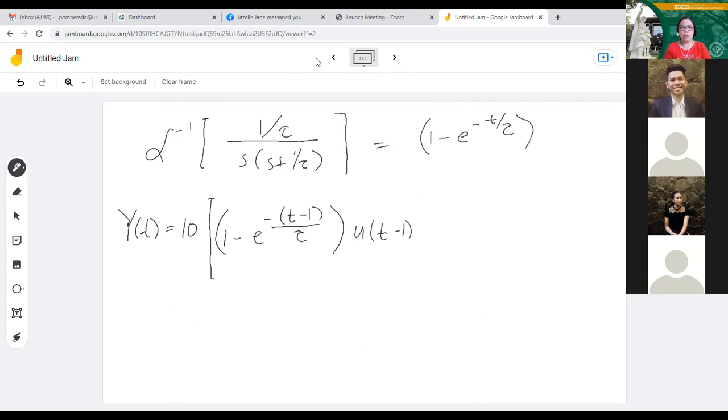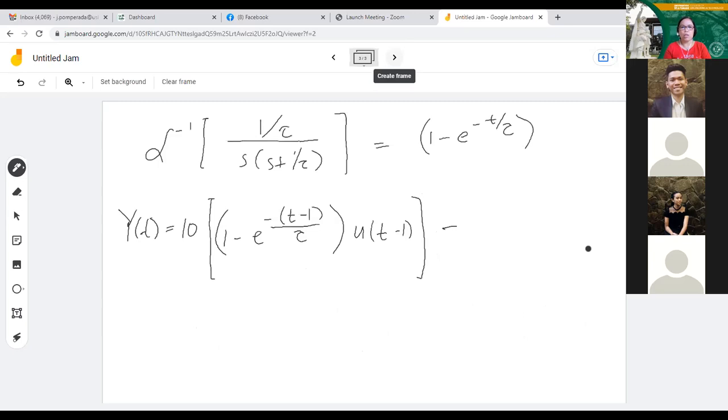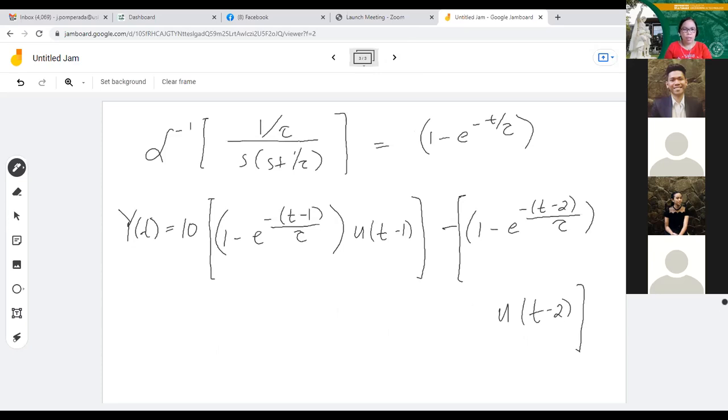Okay, minus. Is it a minus there? Let me check. Okay, this one is separated by a minus. So minus, the same thing, it's multiplied to 10, but this time you will have 1 minus e raised to negative t minus 2. So you change all the t's in here by t minus that constant that appears in the exponential function argument, over tau. This thing will be multiplied to u of t minus 2. You get it?